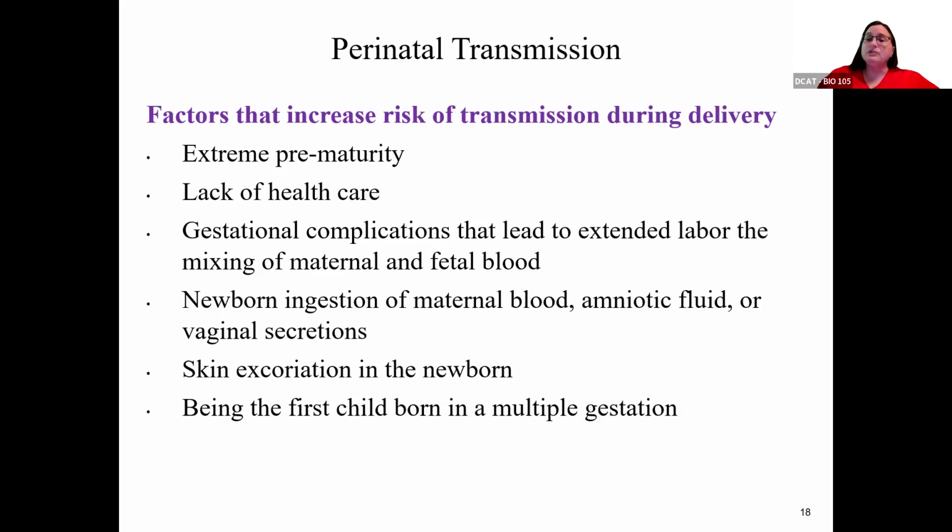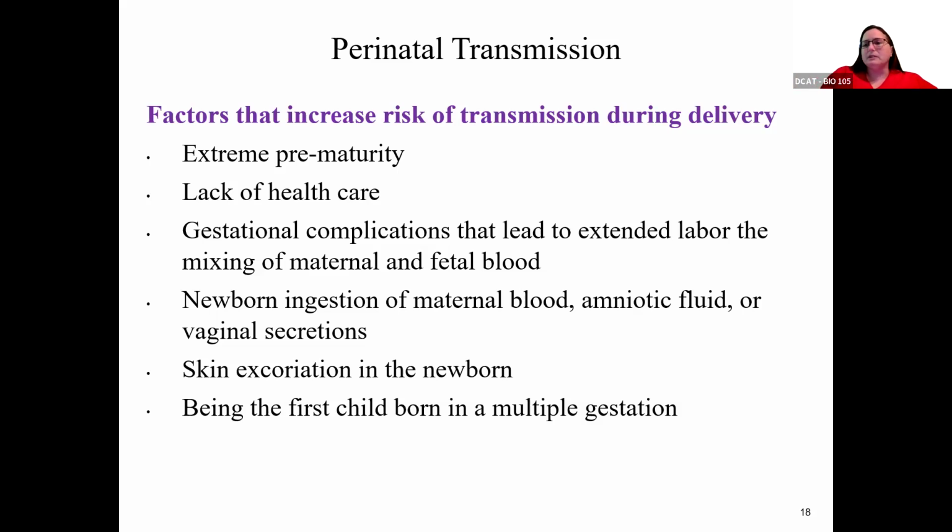And so one, she may not have known she had HIV, okay? Or two, she may have known, but still didn't get care and it can be transferred to the baby because normally if they have lack of health care, when they go into delivery, they usually either deliver at home, okay, or maybe call 911 and go to the hospital and deliver either in the ambulance or at the hospital. Gestational complications that lead to extended labor, labor that mixes the maternal and the fetal blood.